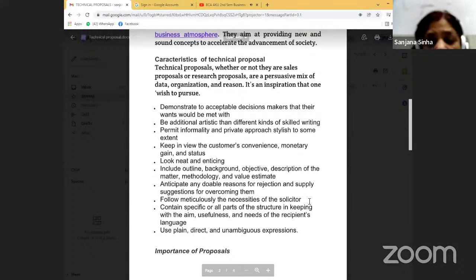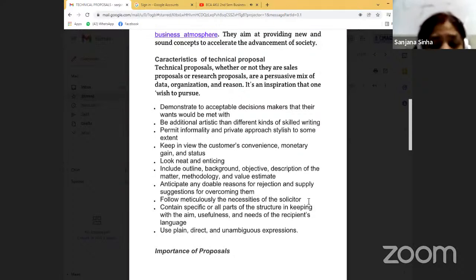Follow it, it should be cohesive. Follow it precisely, honestly. Your method should be straight. And talk about the necessities of the solicitor. जरूरत उसकी क्या है, उसी के अनुसार आपका proposal बनने वाला है.